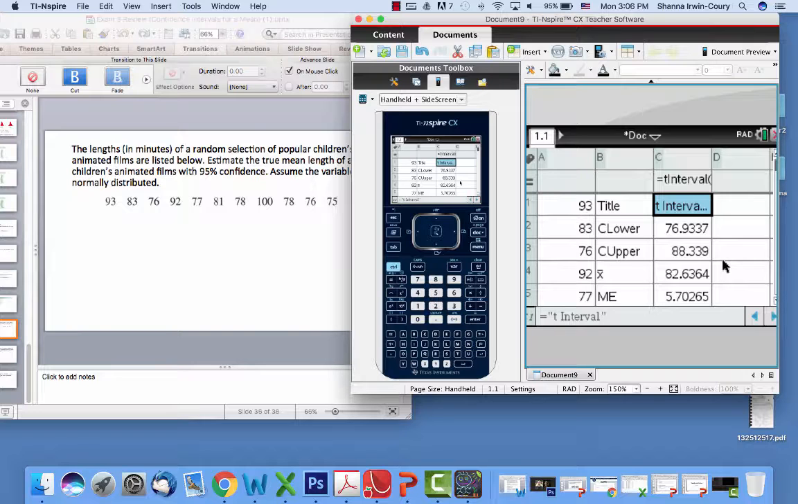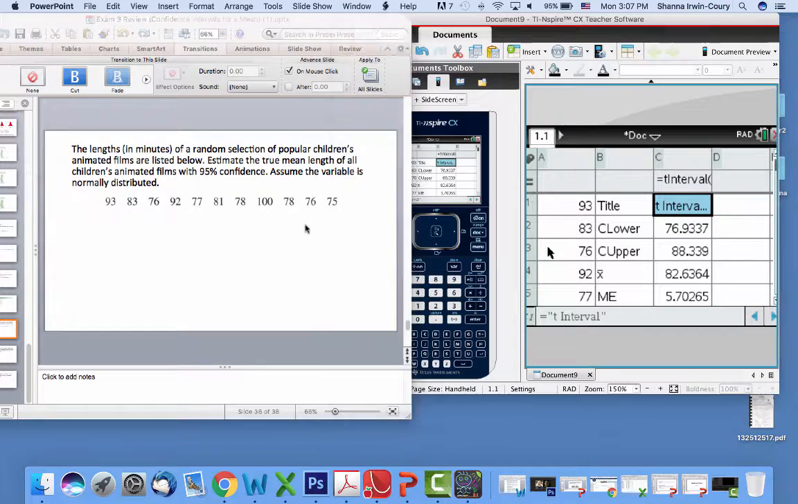which means I'm 95% confident that the actual average length of these animated films is between 76.9 and 88.3 minutes. The margin of error is 5.7 because I went 5.7 in each direction. The interval itself is 11.4 because it is two errors. It starts from the middle, goes error to the right, error to the left. Because this interval is 11.4, I could have already told you that the margin of error was 5.7, because it goes the margin of error in each direction, so it's twice it.